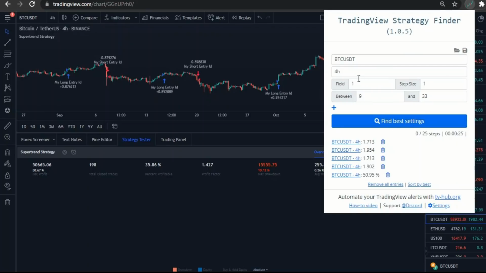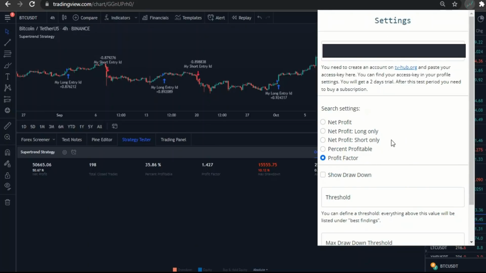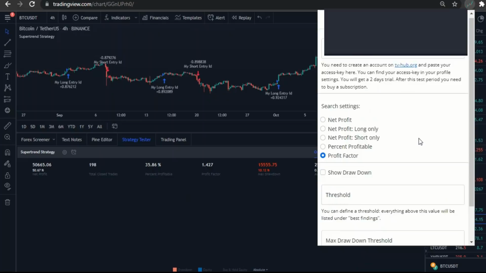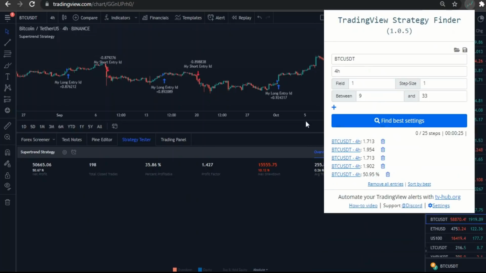Okay, let's open the strategy finder now. And click on settings. This tool will give you several search options. Here, you will find net profit, percentage profit, profit factor, and some other options. When you have enough experience, you can choose whatever, but for now, and for the general improvement of the strategy, we will choose the profit factor. Because when the profit factor improves, the accuracy of the strategy will improve, and net profit will also improve, even the max drawdown will improve.